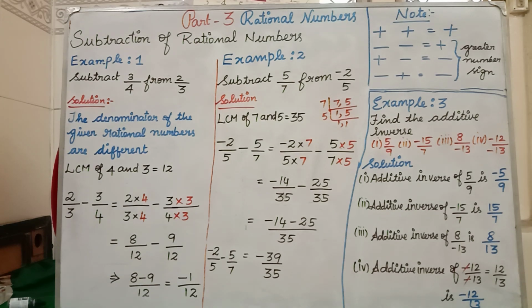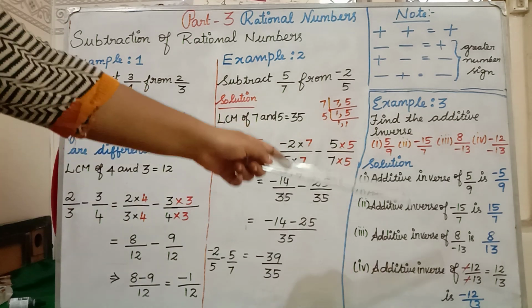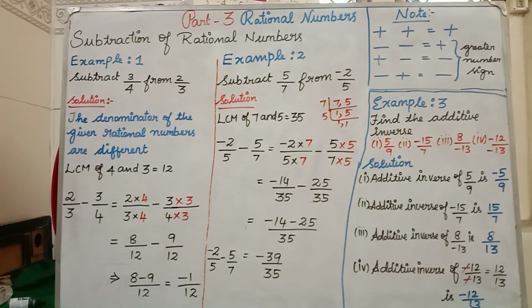Clear? Now the third question, 8 divided by minus 13. So the additive inverse of 8 divided by minus 13 is what? Wherever the minus is, it can be in the numerator or in the denominator. If one minus is there, what do we have to do? We have to make it positive. So my 8 by minus 13 is 8 by 13.